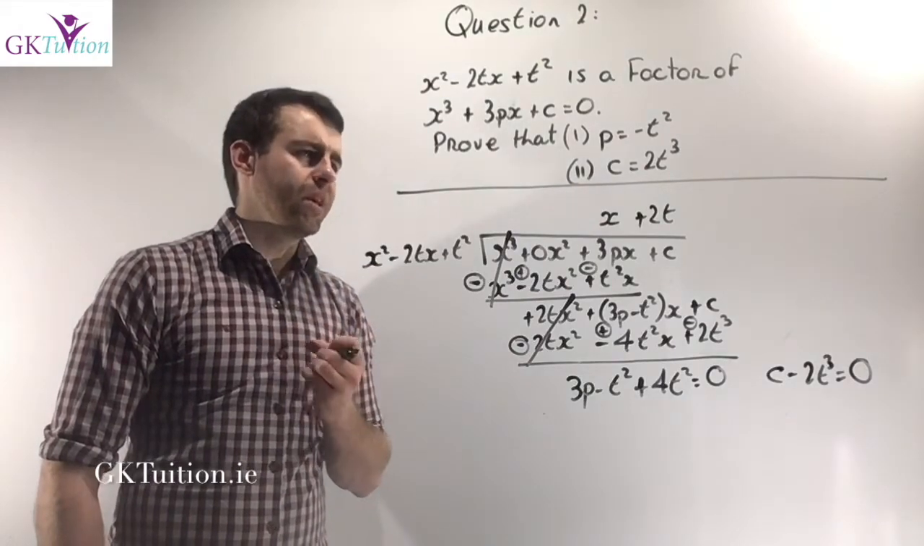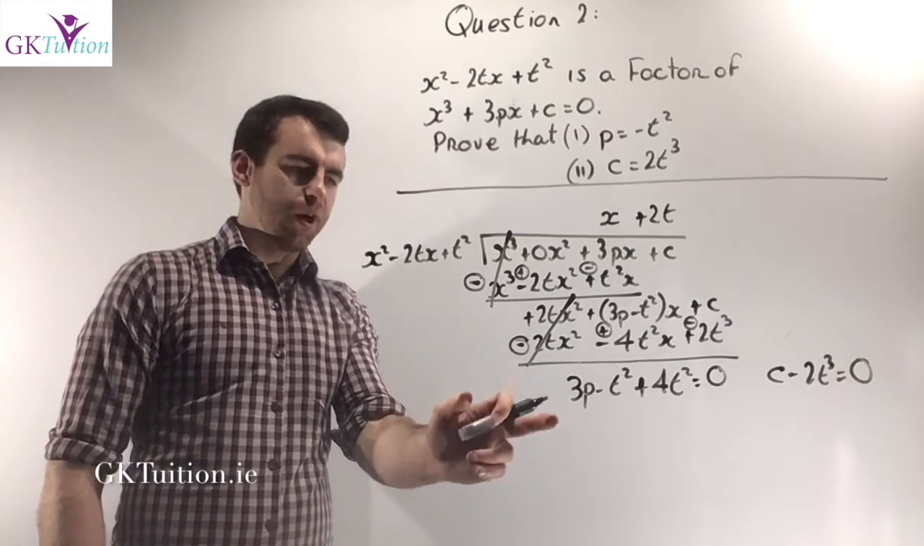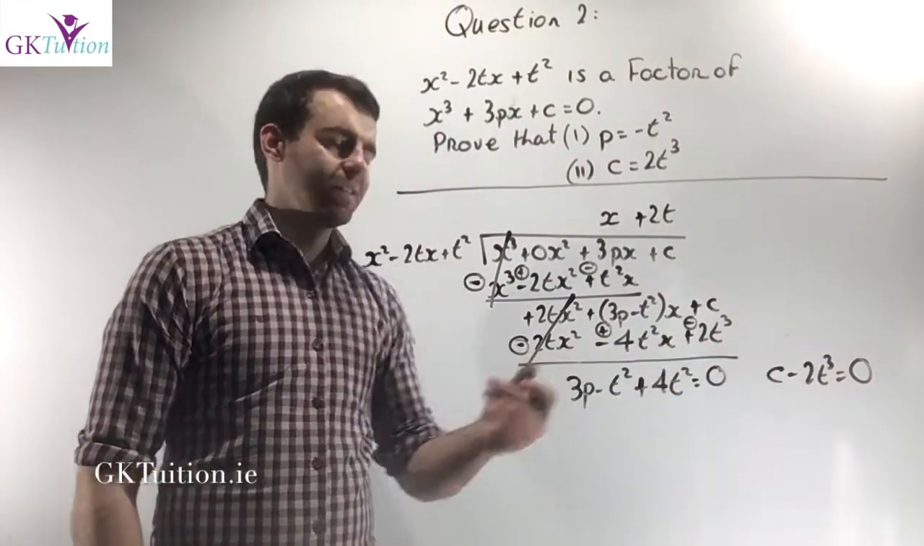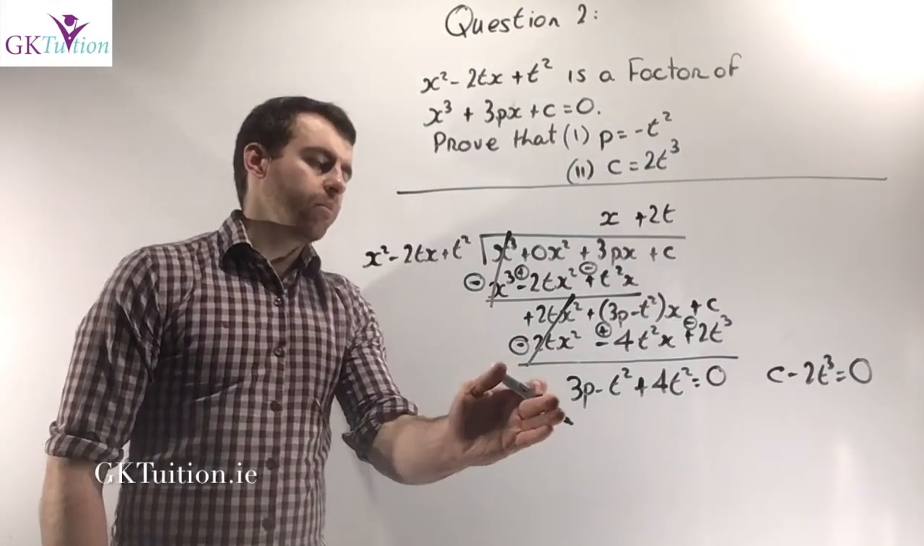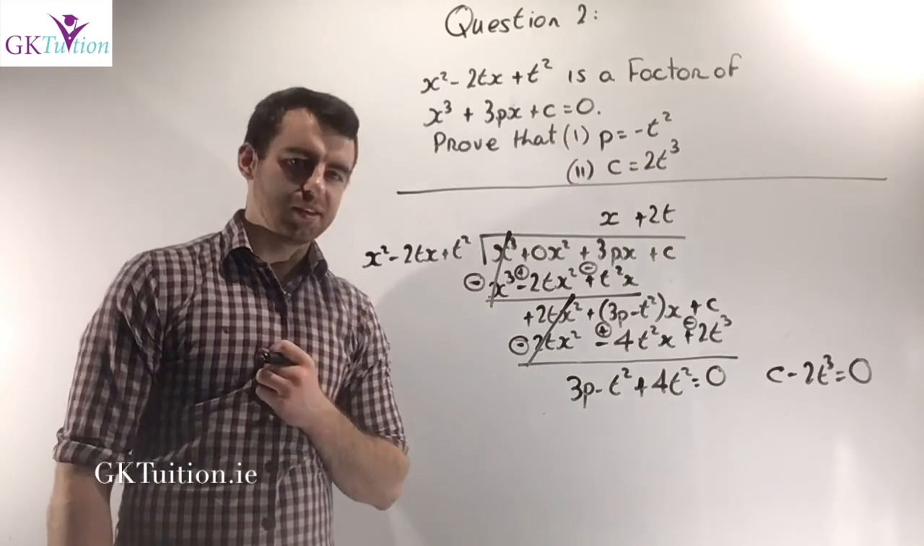In order to prove that p is equal to minus t squared, obviously I'm talking about this equation here. It's nothing to do with this one because this one doesn't have a p in it and it has a c instead. So I'm just going to manipulate this and hopefully be able to get to the stage where p is equal to minus t squared.